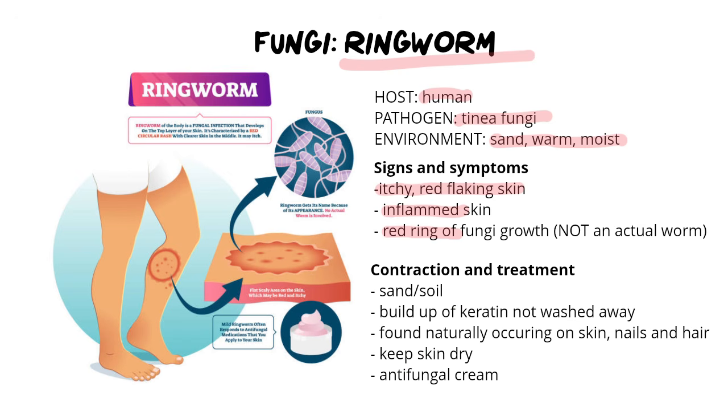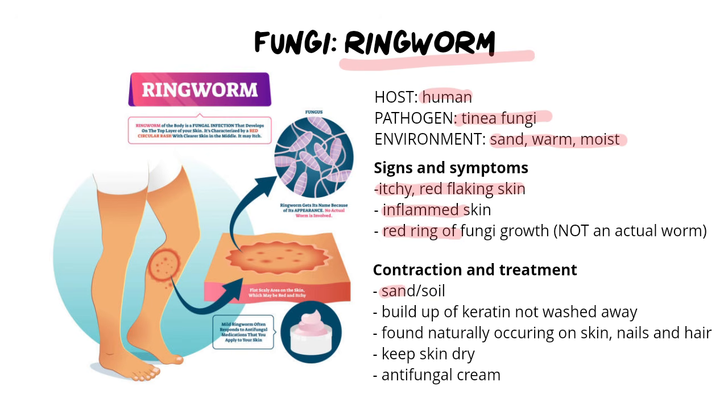Now, in terms of contracting it and treatment, you often get contraction via sand and soil, because this is also where the fungi likes to live. And it can also, like I said, just build up on the surface of your skin, because something called keratin, which is a protein on the surface of your skin, which is what the fungi grows off of or lives off of, if you don't wash that away or remove that, or for some reason it builds up and it layers and it layers and it layers, the ringworm loves growing in that. And so it flares it up and makes it itchy and flaky.